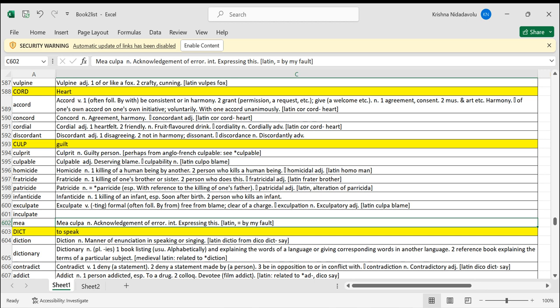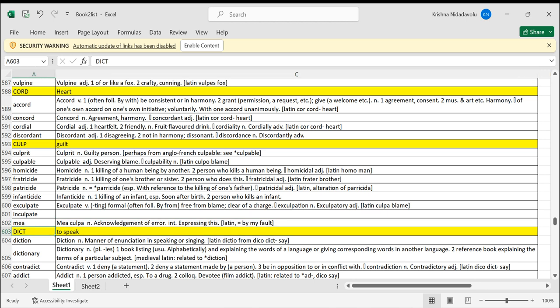Dict is actually to speak. A dictionary. What is a dictionary? Dictionary is a treasury of words for speaking. Okay, dict is about speaking. Dictionary is the list of all words that are used for speaking. And what is a contradiction? Contra is against. Speaking against. That is contradiction. Dict is speaking. Contradiction is speaking against. What is diction? Diction is the choice of words. Diction means the choice of words.